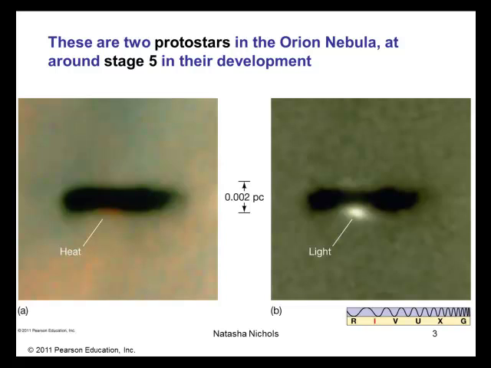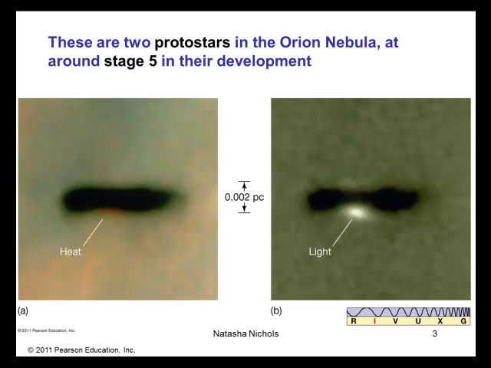These are 2 protostars in the Orion Nebula at around stage 5 in their development. If you take a look at frame A, we see the edge-on infrared image of a planetary system-sized dusty disk in the Orion region, and you can see heat and light emerging from the center. On the basis of its temperature and luminosity, this unnamed source appears to be a low-mass protostar on the Hayashi track, so around stage 5, in the HR diagram.